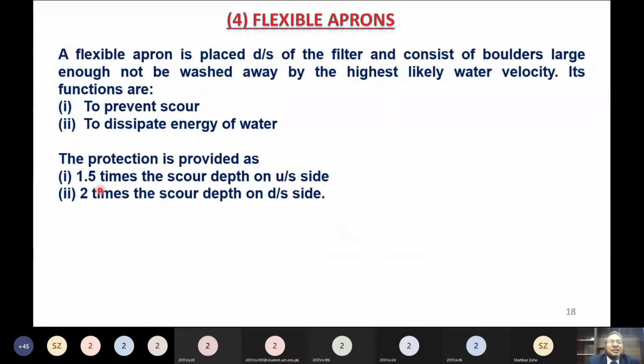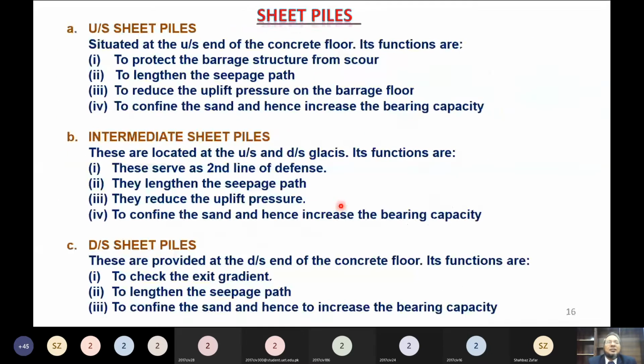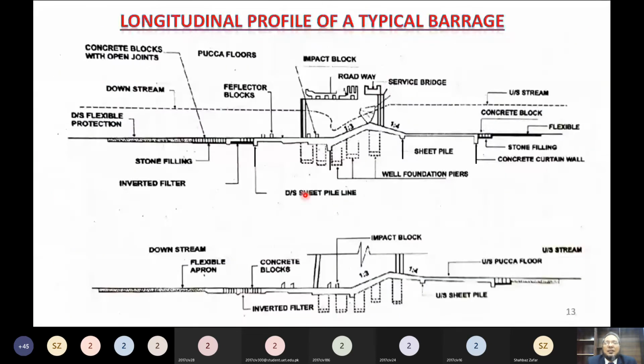How much should be the length of the flexible apron on the upstream side? How much should be the length of the flexible apron on the downstream side? On the upstream side, it should be 1.5 times the scour depth. The formula of the scour depth we will discuss in the next lecture. And 2 times the scour depth on the downstream side. On which side do we require a longer length of the flexible apron? Flexible apron means large size boulders, which we provide on the downstream side as well as on the upstream side.